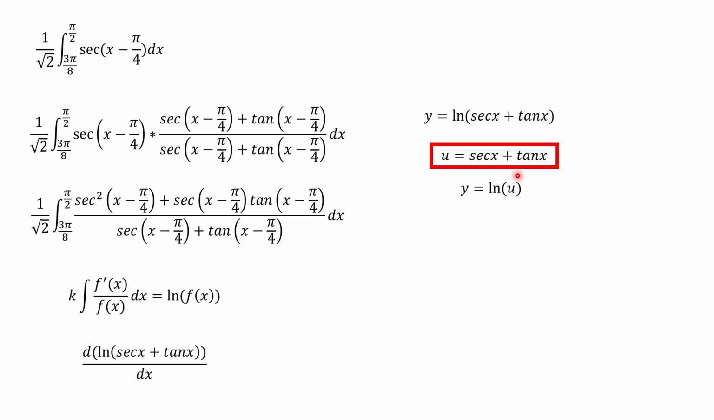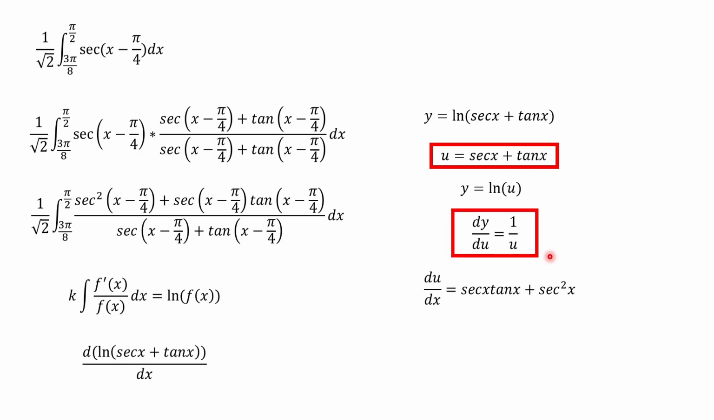Cool, so then we can write y in terms of u. So I've just subbed out this sec plus tan for u. And then it's very easy to find dy du is just 1 over u. Perfect. We can chuck a box around that guy as well. And then now if we just differentiate u, we have du dx is equal to sec x plus tan x plus sec squared x.